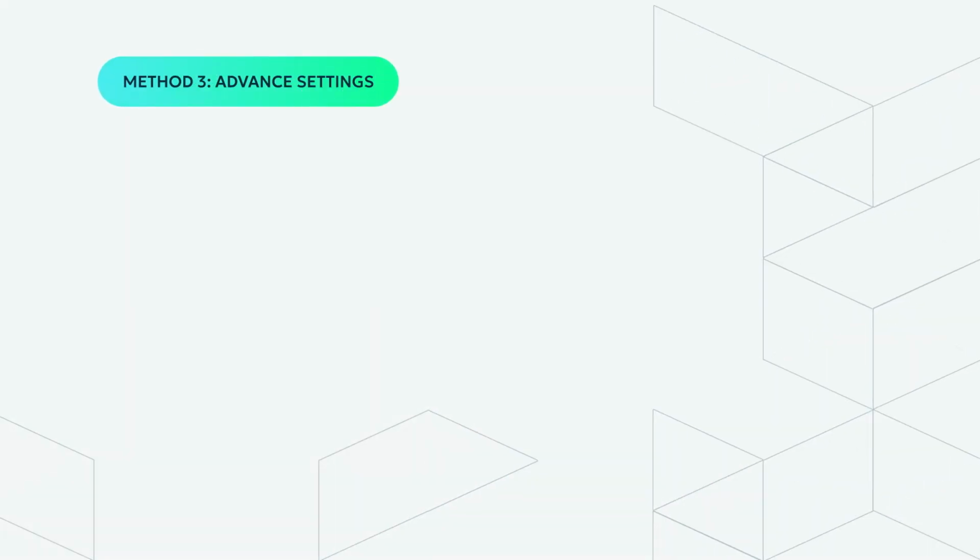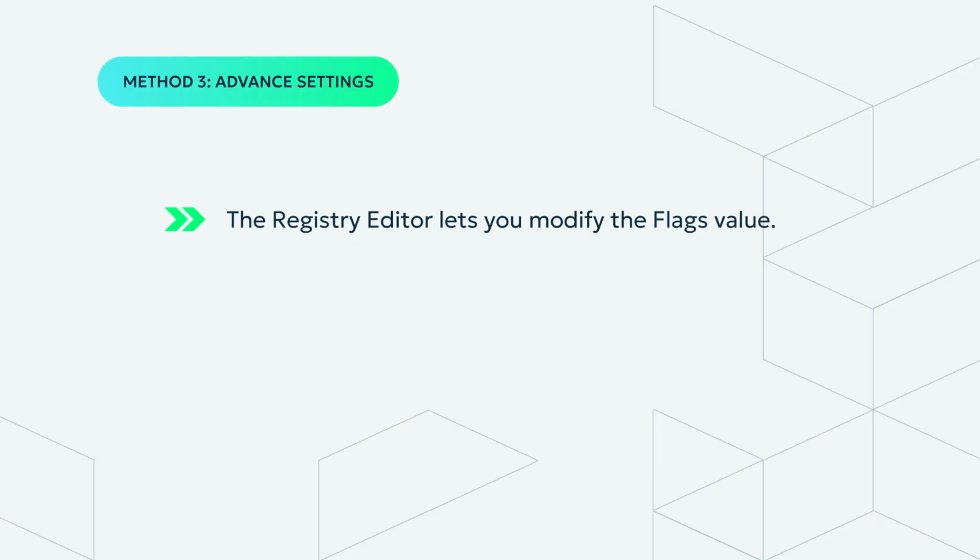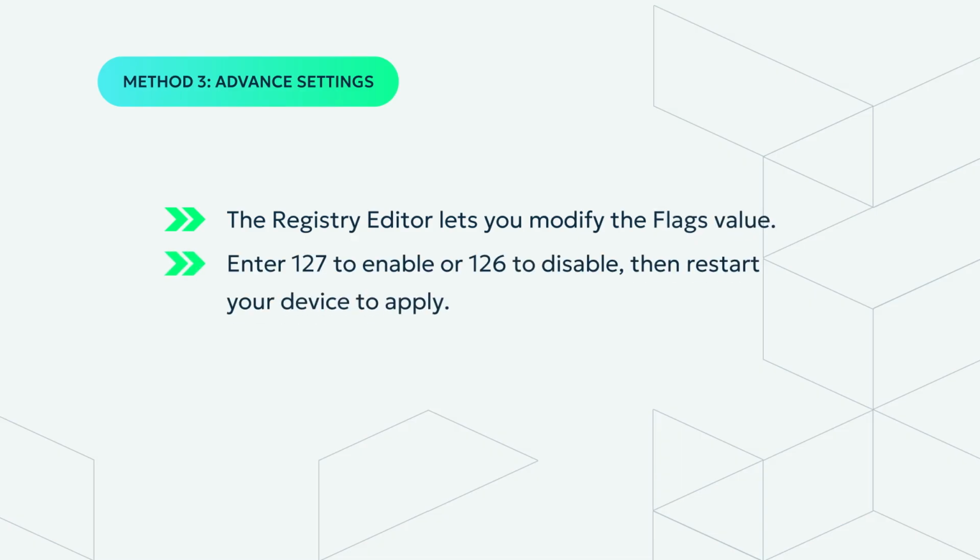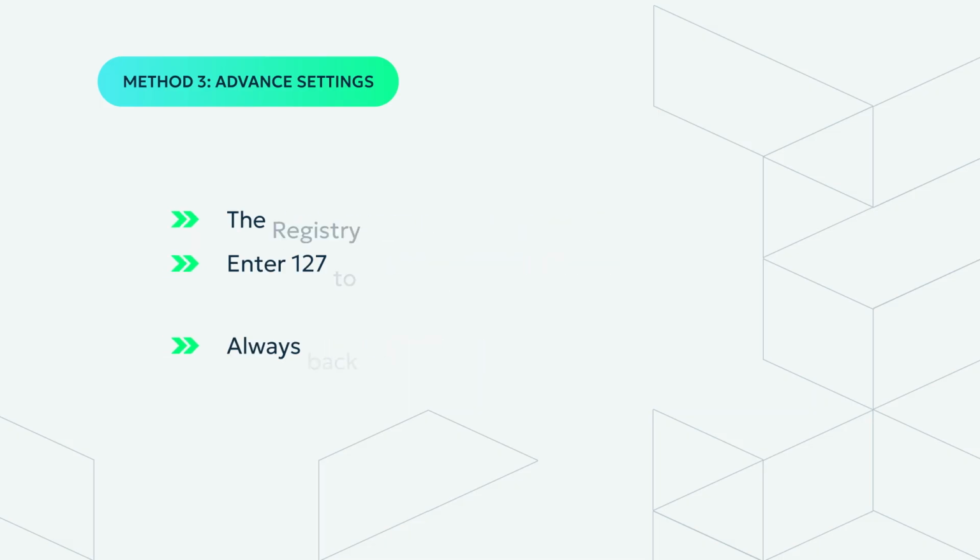For advanced control, the Registry Editor lets you modify the flag's value. Enter 127 to enable or 126 to disable. Then restart your device to apply. Always back up before editing the registry.